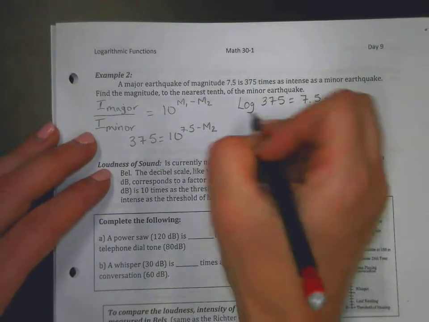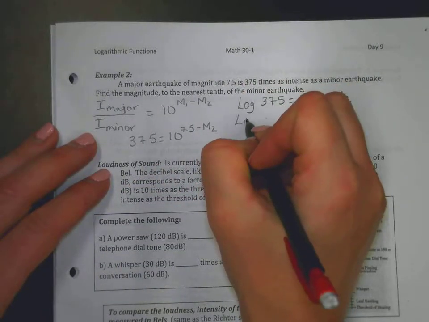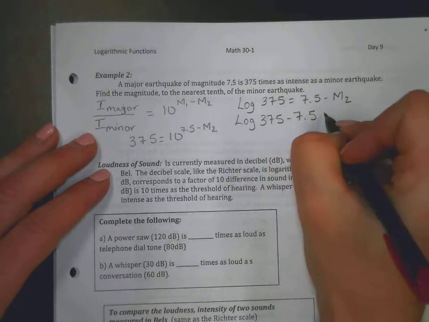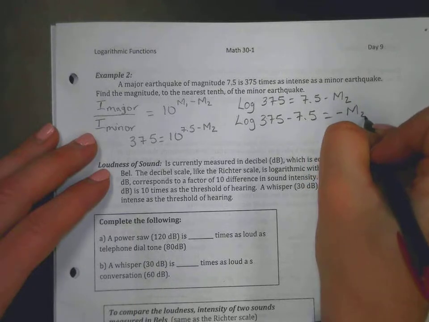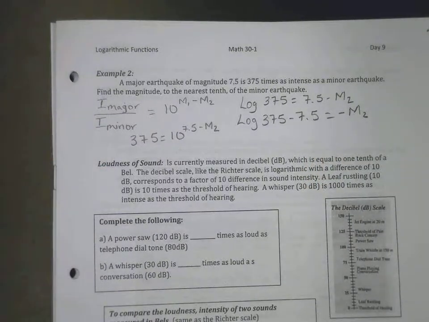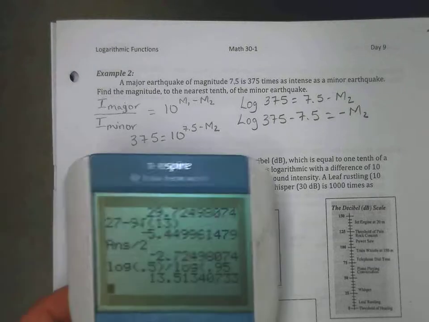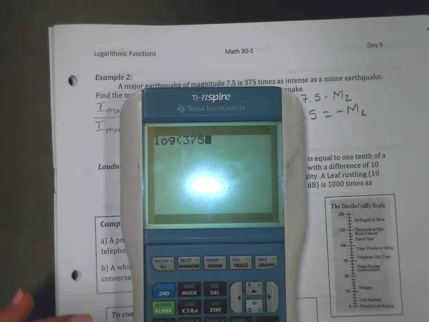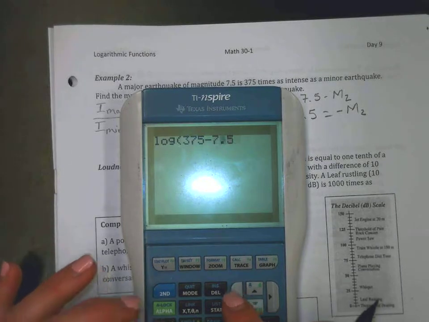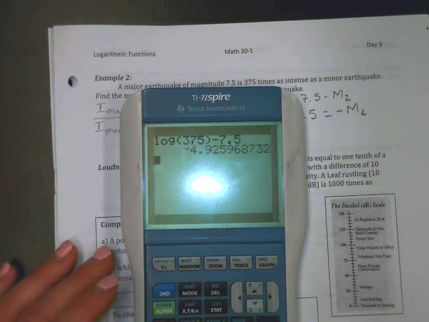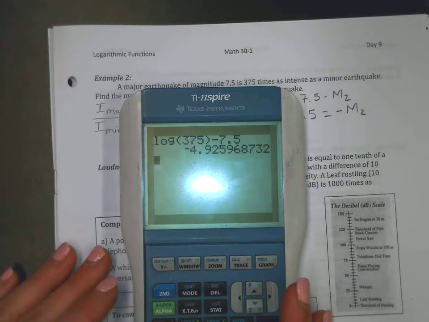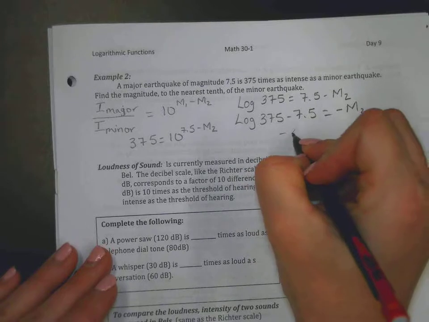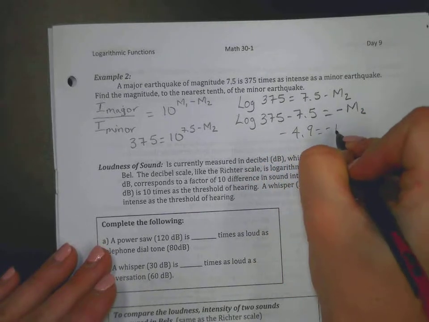If I calculate that on my calculator, if I take the log of 375 minus 7.5, I get negative 4.925, or negative 4.9, is equal to negative m2. So technically the magnitude of the minor earthquake would be 4.9 on the Richter scale. Okay, all right, so that's the Richter scale.